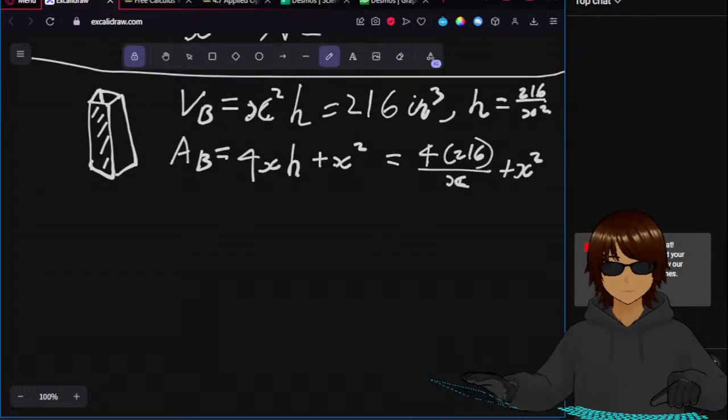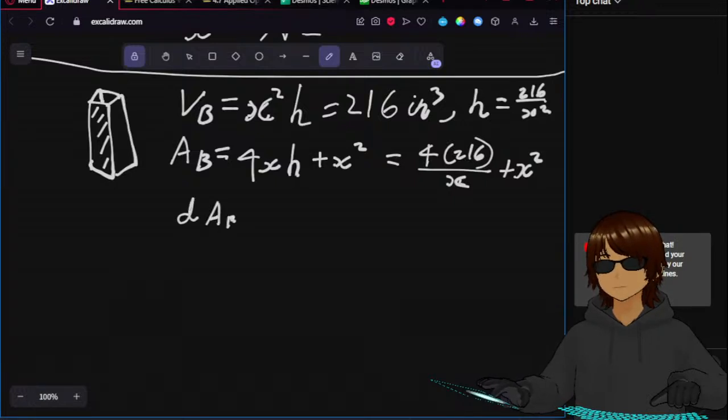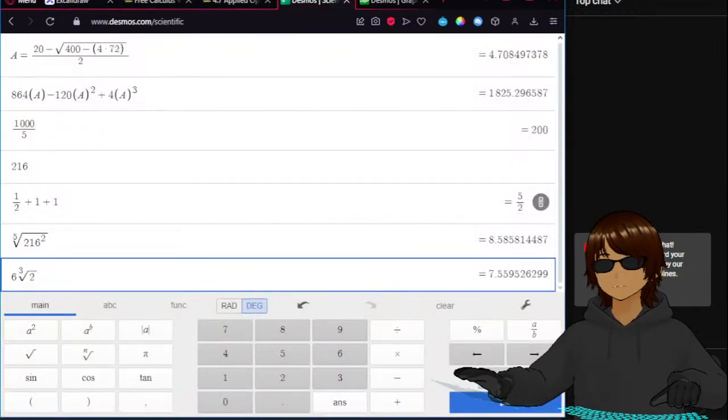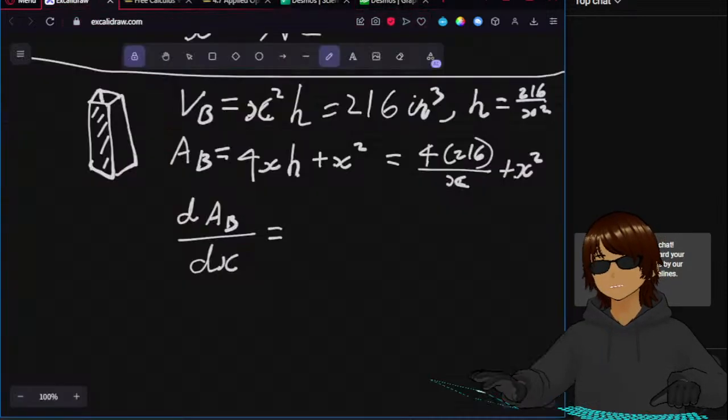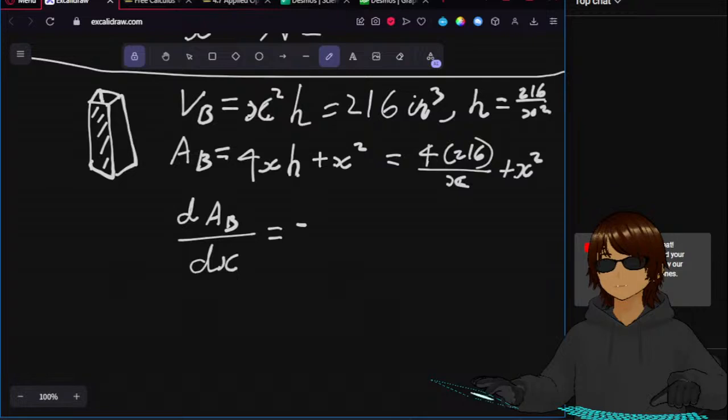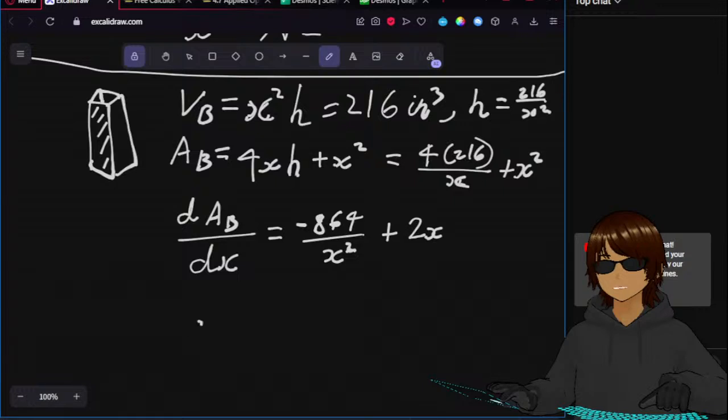Hold on. The derivative of the area is, what was it, 4 times 216, 864, x to the power of minus 1. So this becomes, and then this 2 plus this 2, yeah, 2x. And then we have to set this equal to 0.